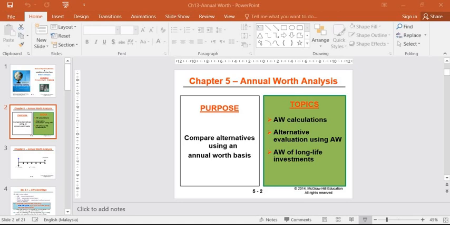This is the example. For a project cost, initially, let's say P is 30 million. Estimated salvage is 0.5 million. This is S. Estimated life is 8 years. Expected return interest is 12% per year.